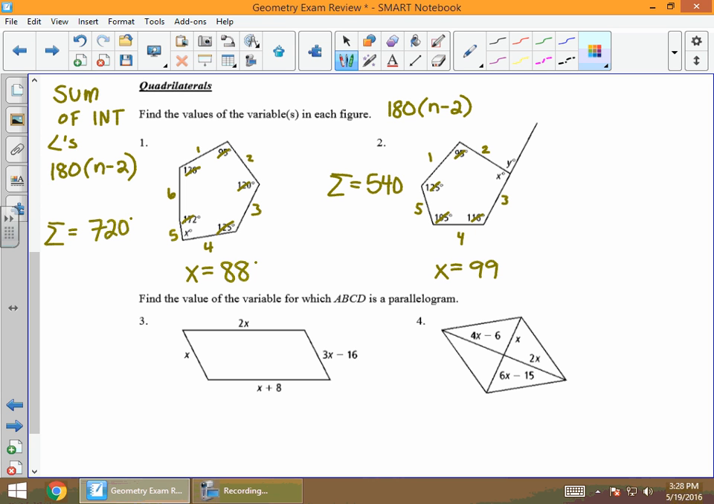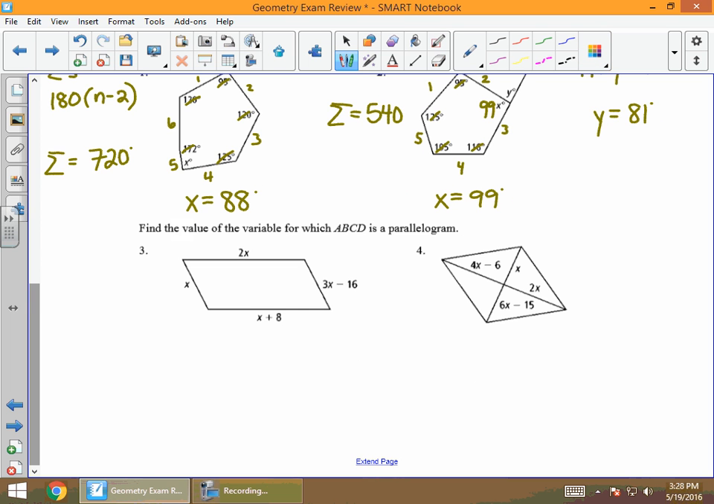Now to find y, if I know this is 99, and x and y make up a straight line, then 99 plus y has to equal 180 degrees because of that straight line concept. So that means y is 81 degrees. So making sure that we understand and we know that the sum of the interior angles is 180 times the number of sides minus 2.